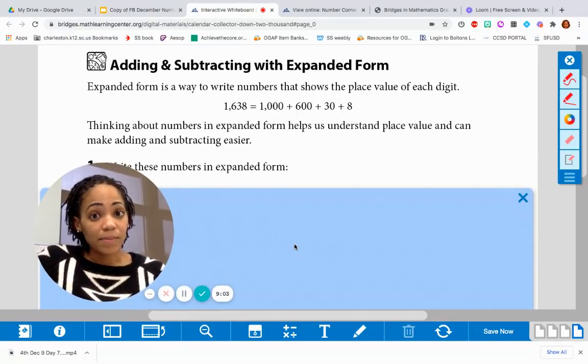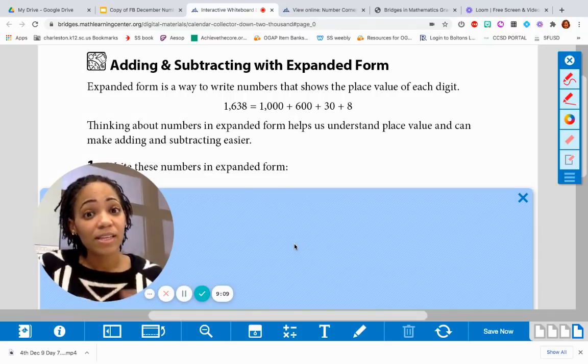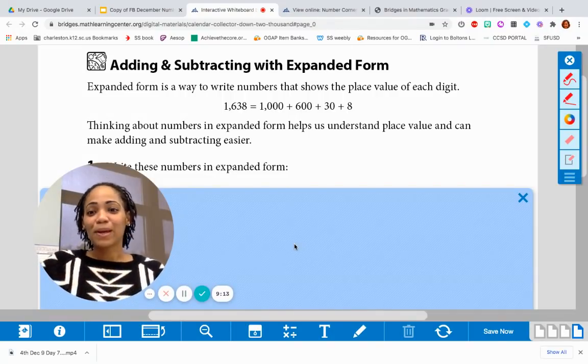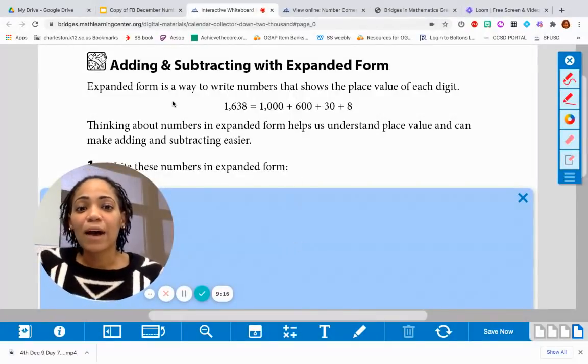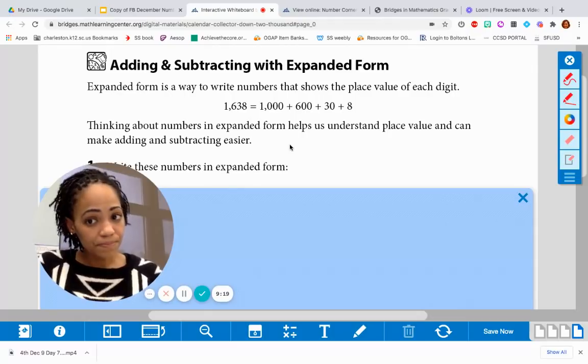Remember I said I want to make up some time for our over 20-minute video yesterday, so that means you really got to pay attention and work with me so that we can finish this page in less than 10 minutes. Okay, so expanded form is how we write numbers that's going to show the value of each digit.